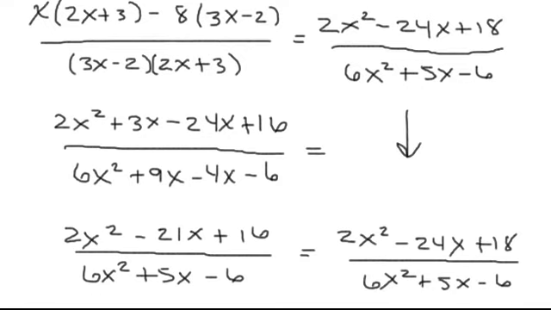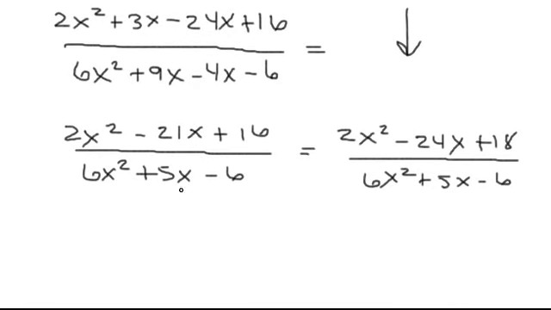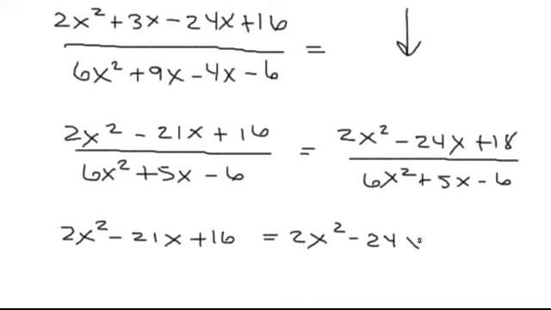Now we notice that both of our denominators here are the same, so we can just go ahead and drop our denominators. So we have 2x squared minus 21x plus 16 is equal to 2x squared minus 24x plus 18.